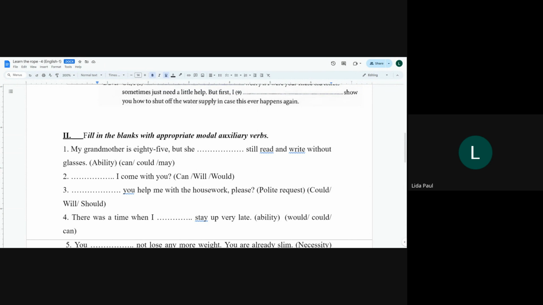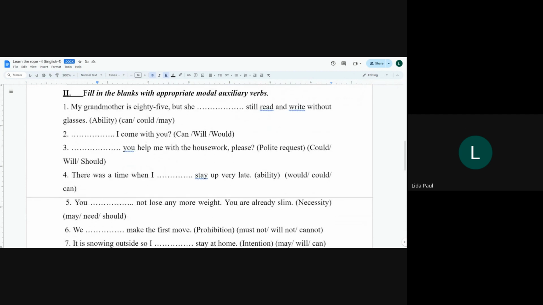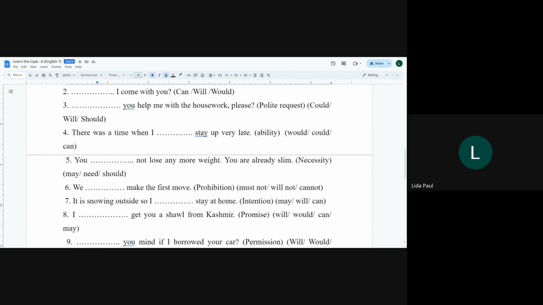So request is another modality which is applicable to the verb can. Fourth one: there was a time when I dash stay up very late. Ability would put can. Now here it says ability, but what is also the case here? The tense of the sentence. Past tense, ma'am. So will you take can or could? You have to choose could.